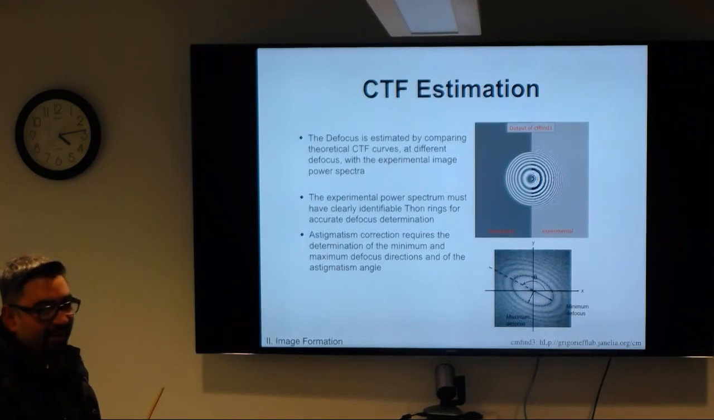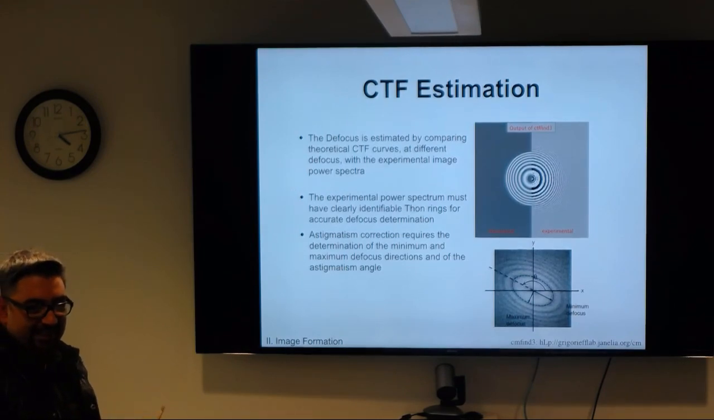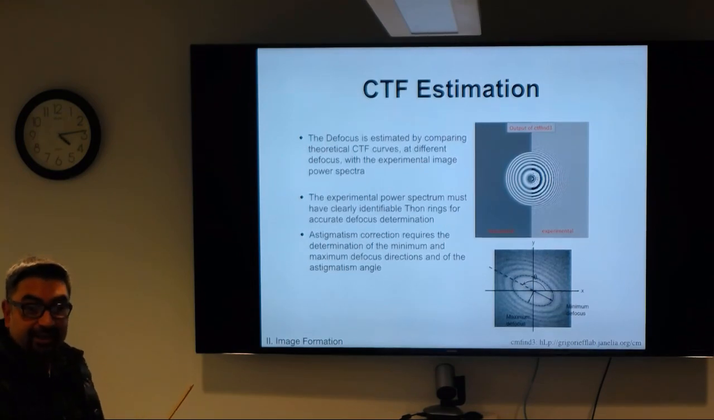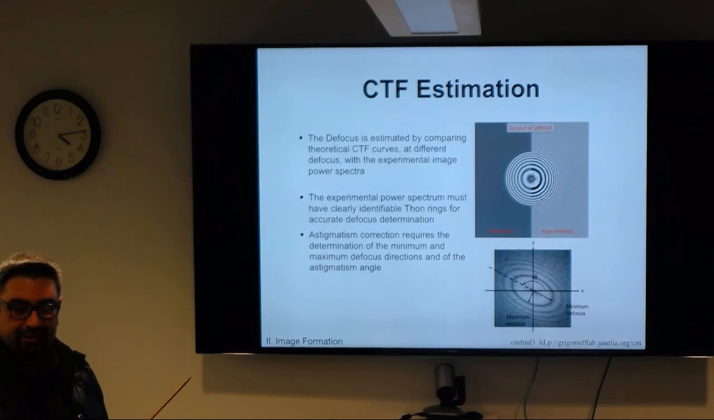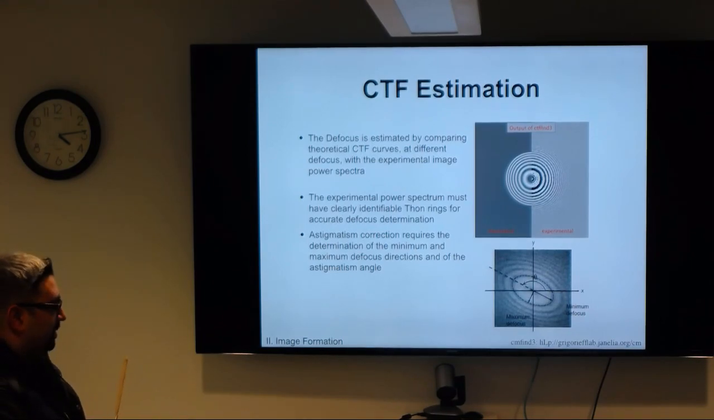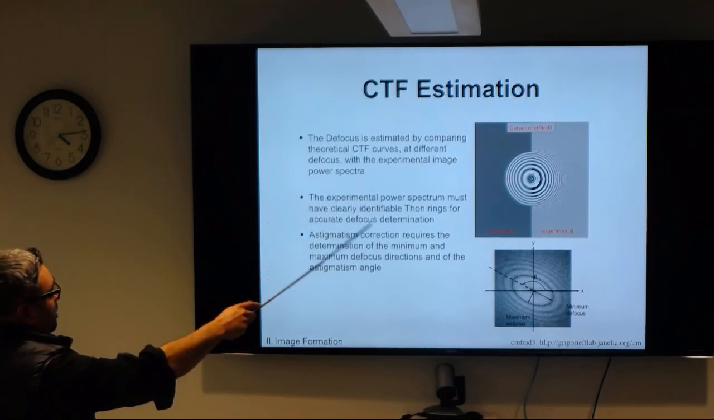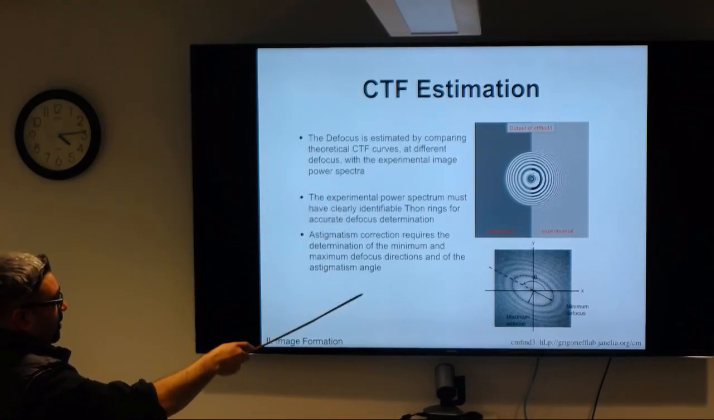And so how do we estimate the CTF? So we've collected a data set with our microscope, and maybe some people will use a defined defocus, but maybe they've used a range of defocus. But when they have their data set, how do they actually go through and figure out which defocus was used on every micrograph? The defocus is estimated by comparing the theoretical CTF curves at different defocus against the experimental power spectrum.